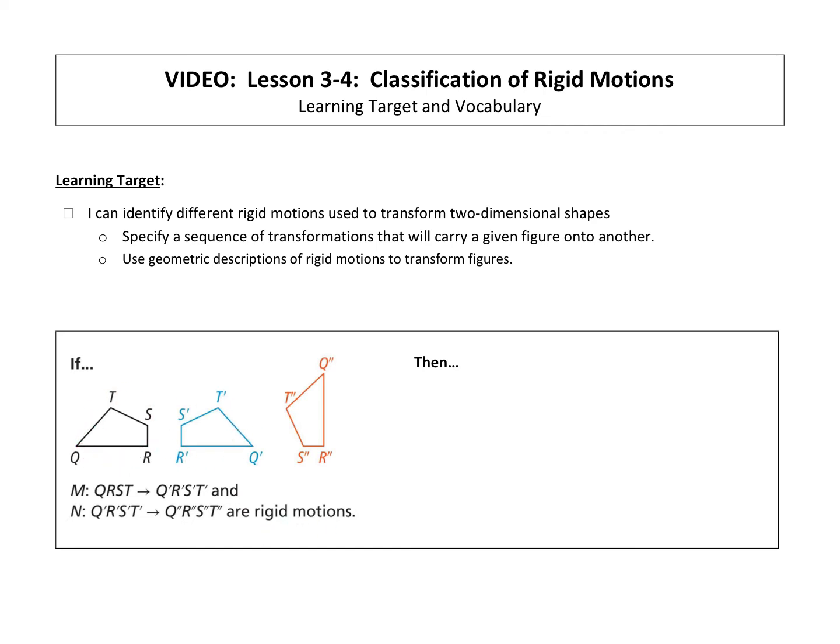So some transformation gets us from here to here. That's a rigid motion. And we have another rigid motion. We're just calling it N, but again, N could be a reflection, it could be a translation, it could be a rotation that starts with Q prime, R prime, S prime, T prime, and maps onto Q double prime, R double prime, S double prime, T double prime.